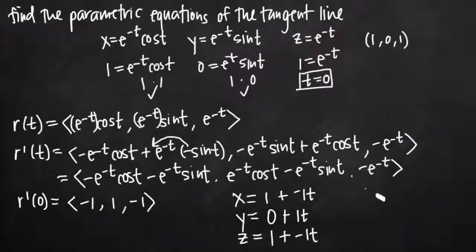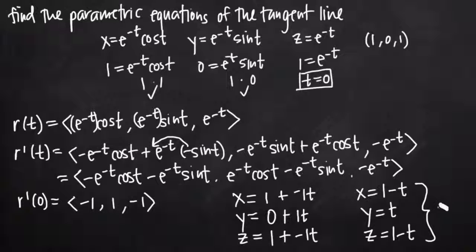So that's how we set it up, but now we just want to simplify. We'll get x equals 1 minus t, because we've got this negative 1 here, so this just simplifies to 1 minus t. For y, we'll just get t, the 0 goes away, and the coefficient of 1 is just redundant. We get y equals t. And for z, we get 1 minus t. These are the parametric equations that define the tangent line to this original function at the point 1, 0, 1.